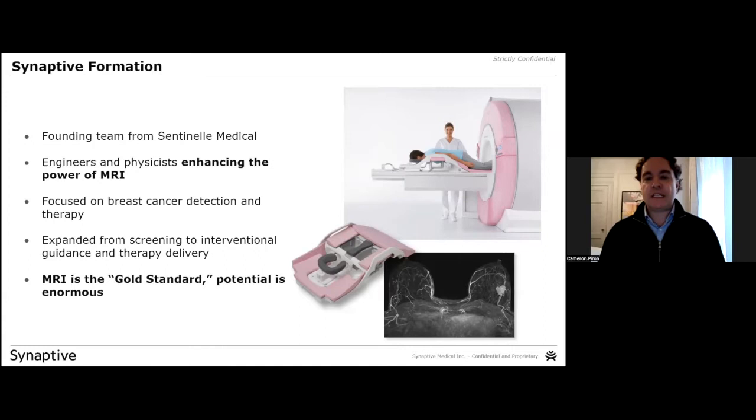So I really enjoyed my time in my first company I formed. It was called Synaptive Medical. You can see the product here. It was what we call an MRI coil, a system that supports the patient and puts antennas very close to, in this case, the patient's breast to be able to do screening for breast cancer. And one of the images is shown below, where you're actually seeing the blood vessels, and you can see a tumor over here. And that was really quite a big advancement.